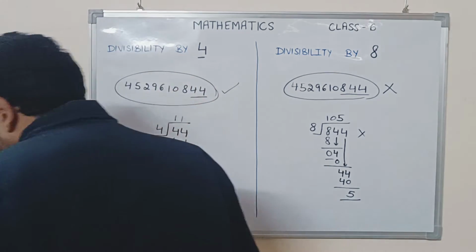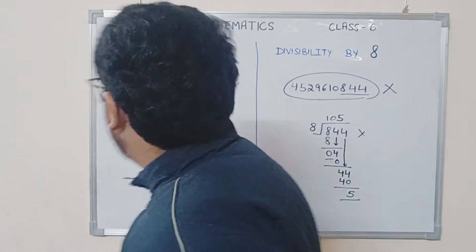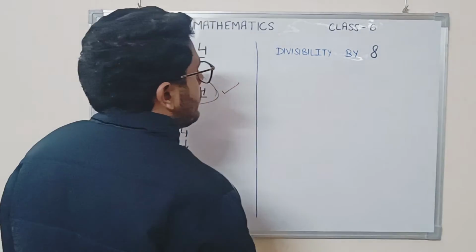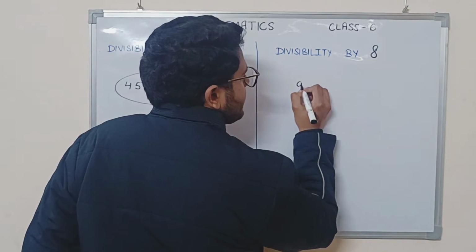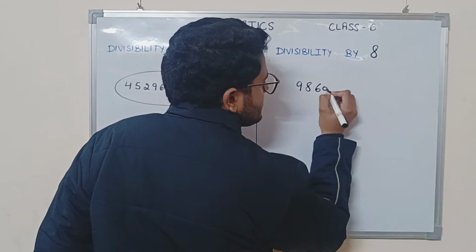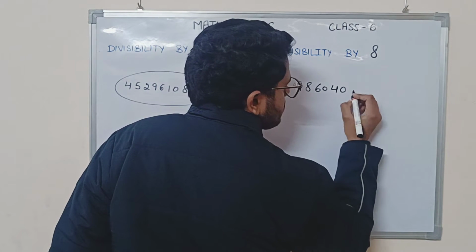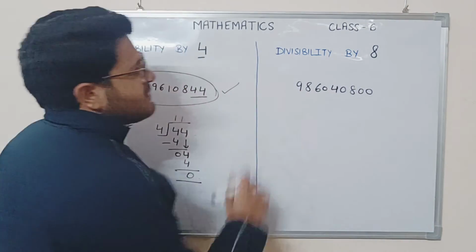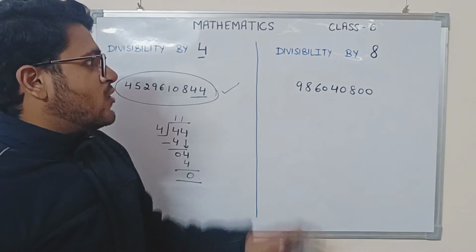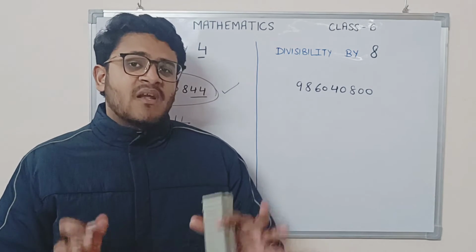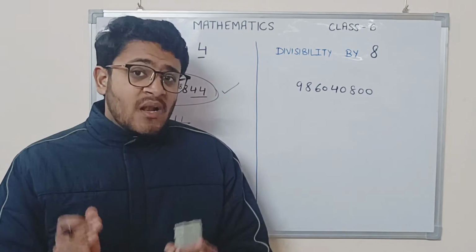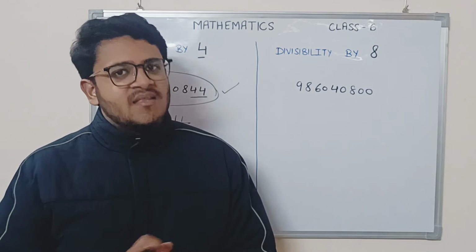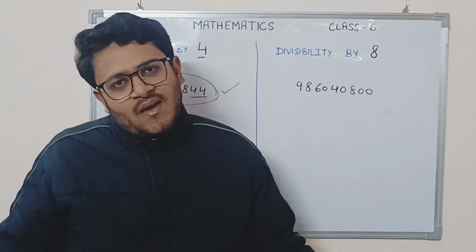Okay, for this let's do one more example. Let's say the number is 986040. Now tell me whether this number is divisible by 8 or not. What the divisibility test is saying is, if the last three digits of a number are divisible by 8, then the whole number is divisible by 8.